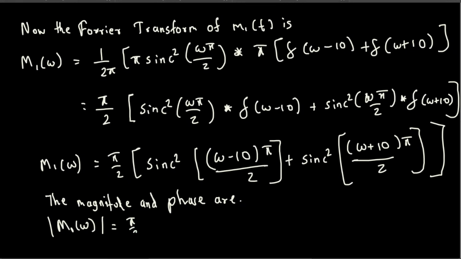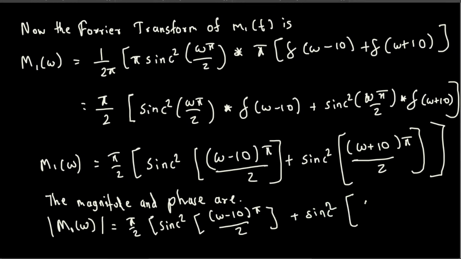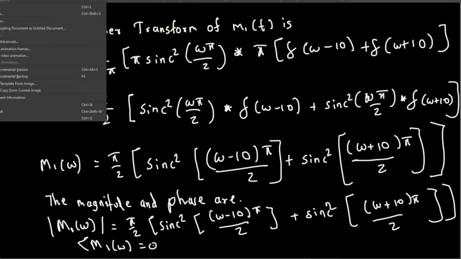That is pi over 2 times sin square of omega minus 10 pi divided by 2, and then plus sin square of omega plus 10 pi divided by 2. Okay, that's for the magnitude. And for the phase, there's no shift or anything, so the phase is going to be 0. Okay, let's go to the next page.